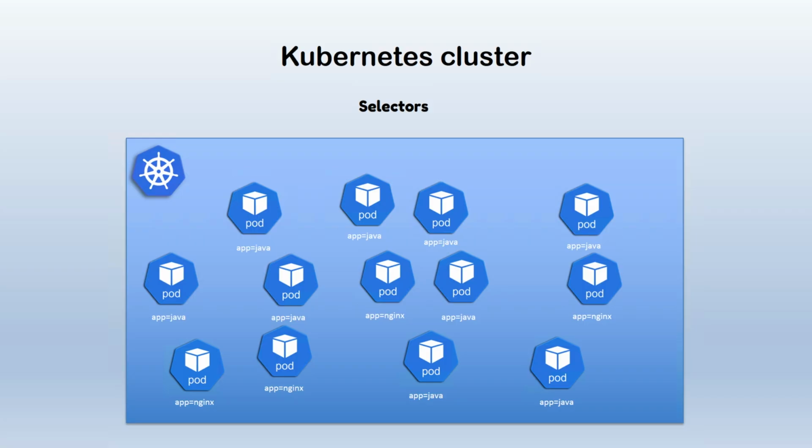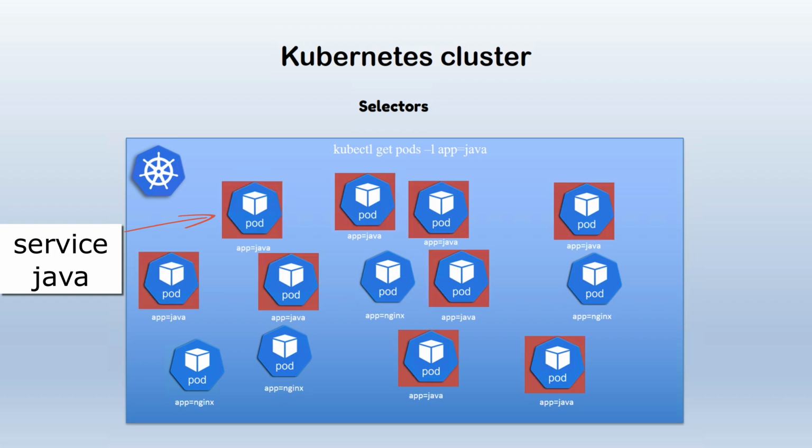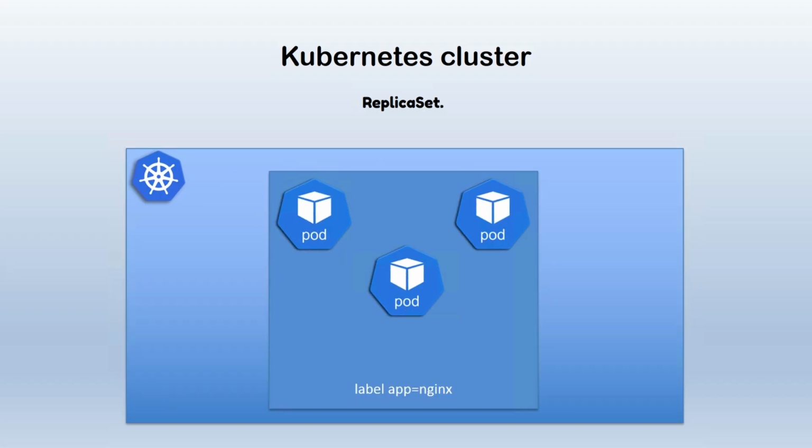What are selectors? Why should I use them? Let's imagine you have two applications in your Kubernetes cluster, with app Java and nginx, and you can later select these pods using these labels. For example, a service could route traffic only to pods with app Java. This service will only send traffic to pods that match this label. Selectors allow you to filter and operate on groups of resources that match specific label criteria, like in our case application Java.